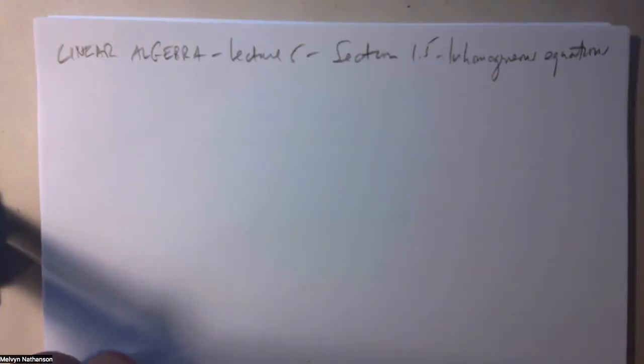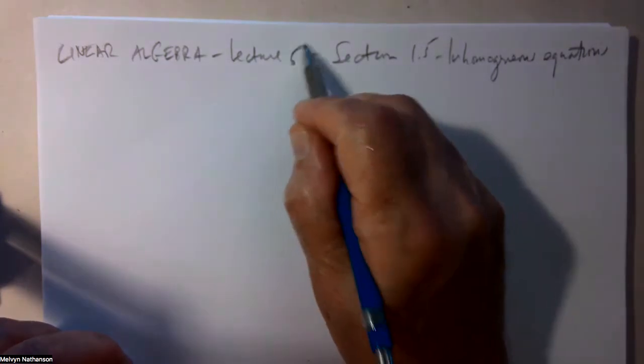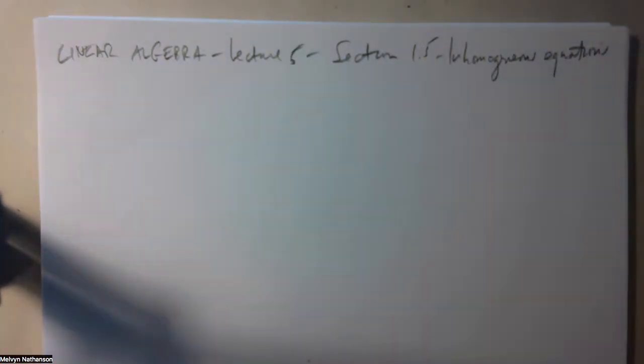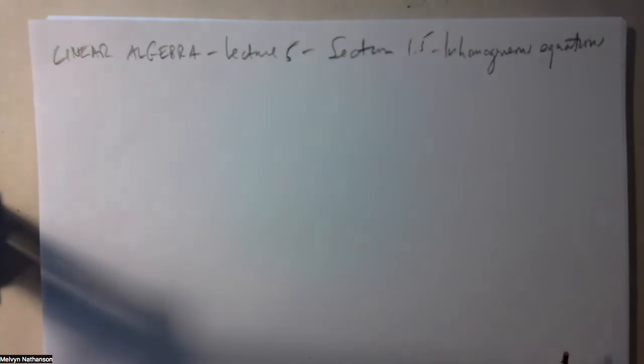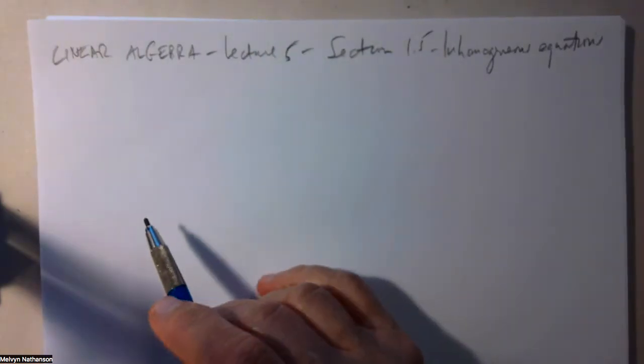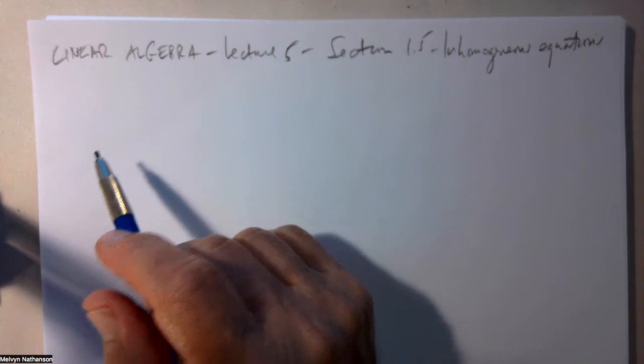This is linear algebra, lecture 5, in section 1.5 on homogeneous equations. And we start with first the idea of translation.